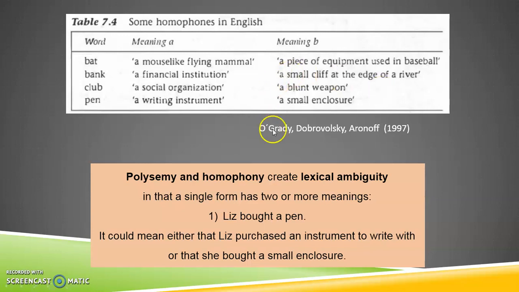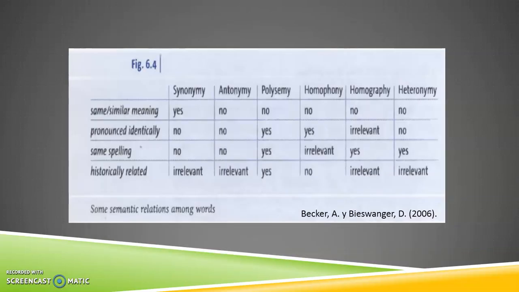So polysemy and homophony create lexical ambiguity, where a single form has two or more meanings. Like, Liz bought a pen. It could mean either that Liz purchased an instrument to write with or that she bought a small enclosure. So they can create ambiguity, and in this case the context is very important.